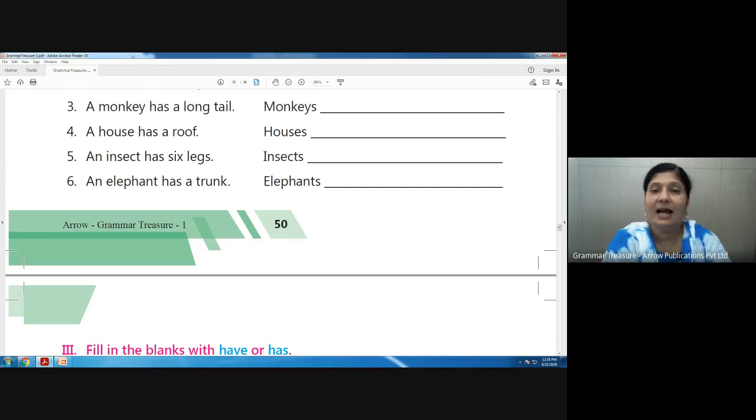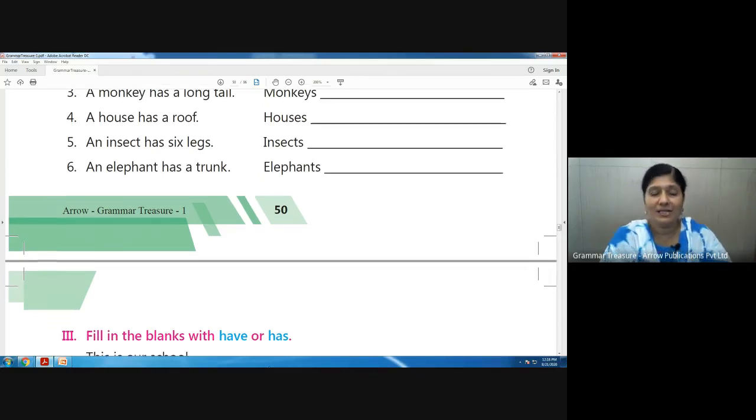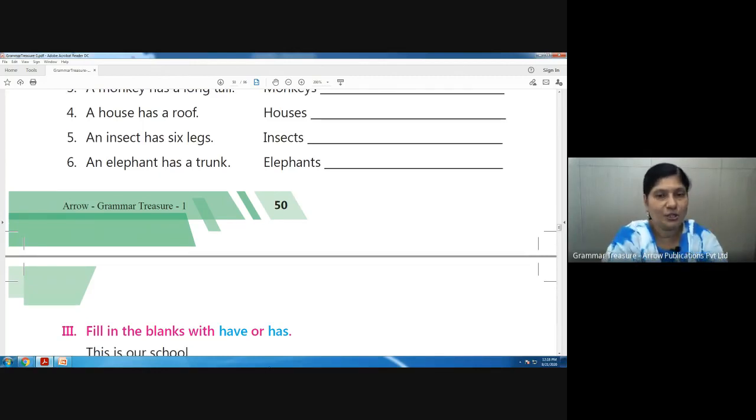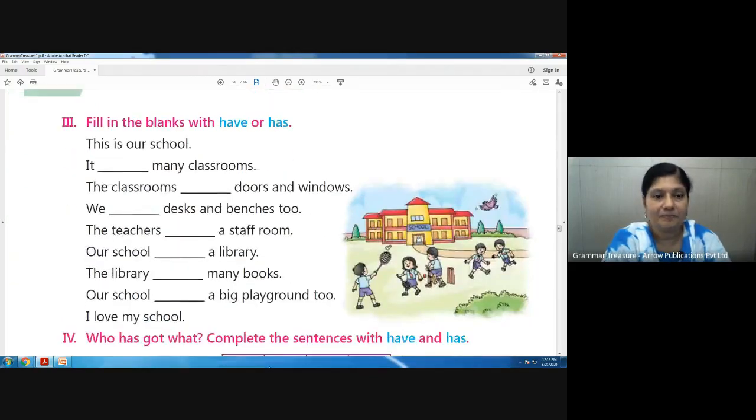An elephant has a trunk. Now, what is the answer? Elephants have trunks. What is a trunk? Trunk is the nose of an elephant. And an elephant has a long trunk. I don't know whether you have seen an elephant or seen a picture of an elephant. You see that the nose is very long. Now, elephants have trunks. Now, I'm sure you have understood how to do this. Now, let's look at the next exercise.